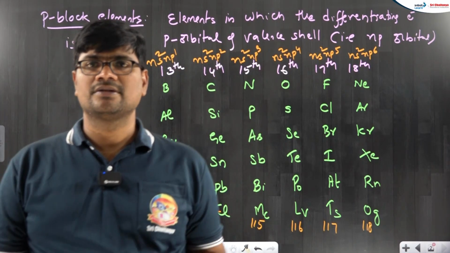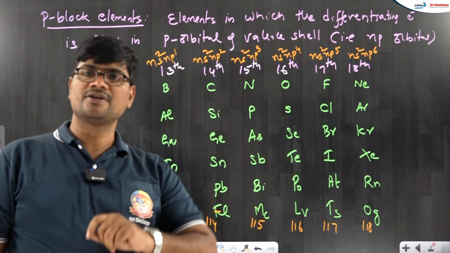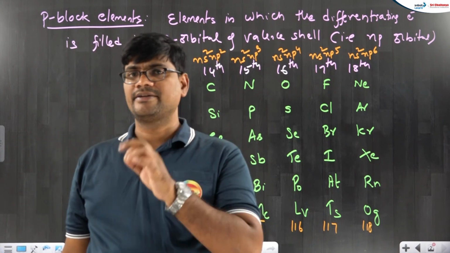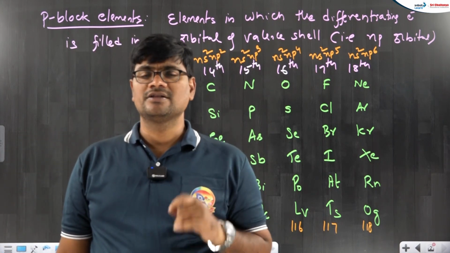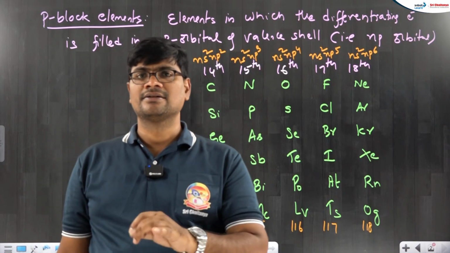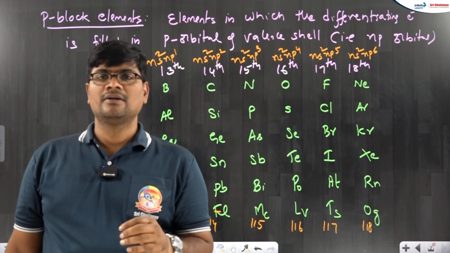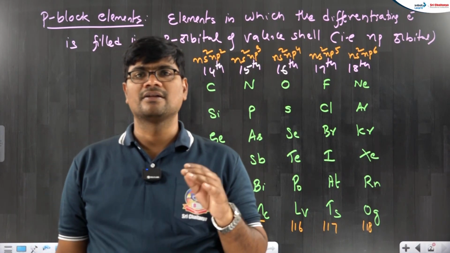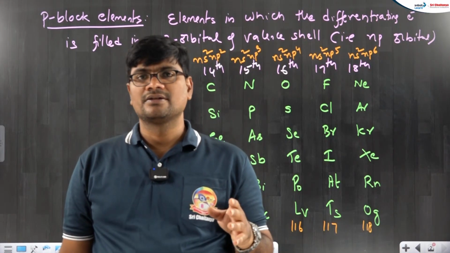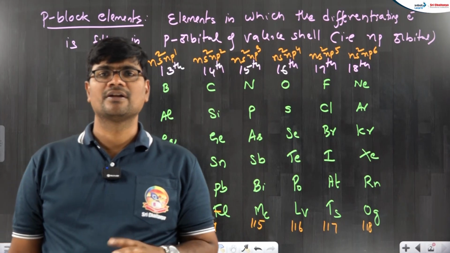Now, the next block is d block elements. What is the definition of d block element? There is a slight difference compared to the s block and p block. In s block and p block, the differentiating electron, the last electron, enters the valence shell, but in d block, the differentiating electron or the last electron enters into the penultimate shell, that is also called the n-1 shell.